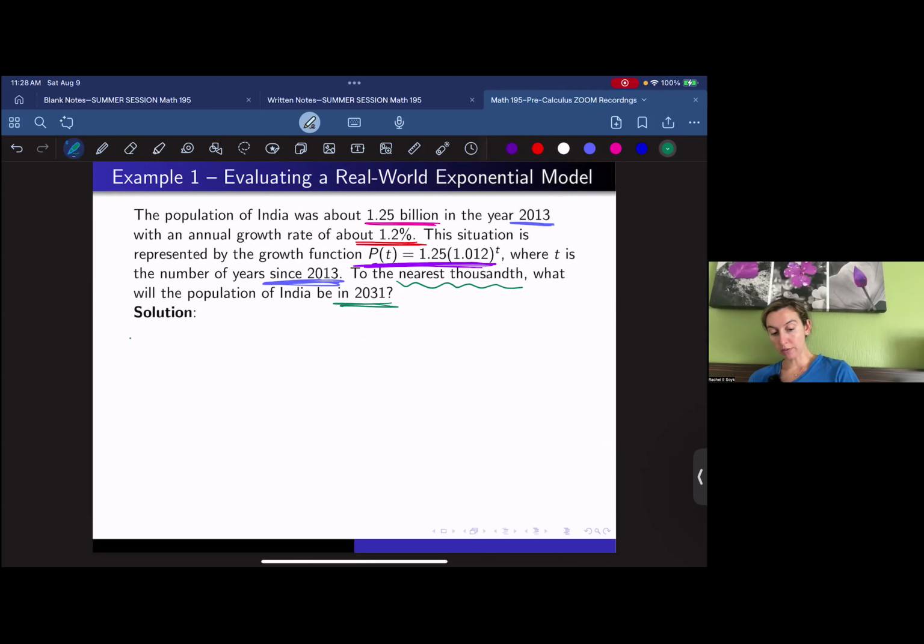So first off, if we're jumping from 2013 to 2031, how many years has that been? Well, what is 31 minus 13? That is 28, I believe. 18, right?